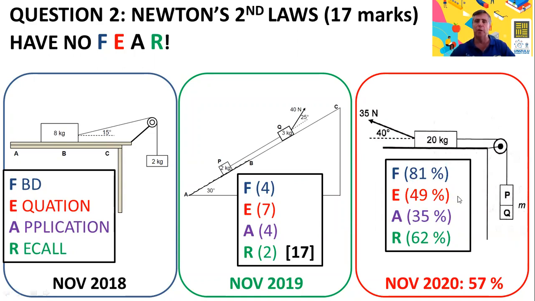The average mark was 49%. Recall question, 62%. That looks good, but for learning work, that should be 100%. But the application explanation's not so good, the average mark being 35%. Now, how can I help you with these 4 sections?